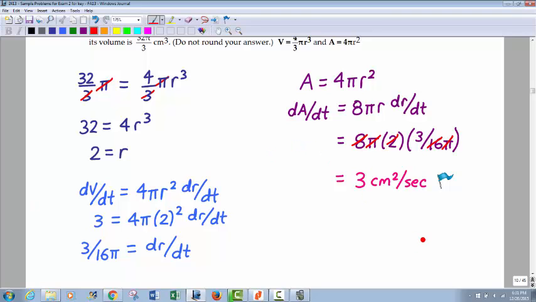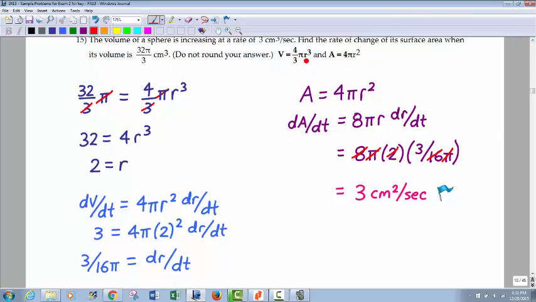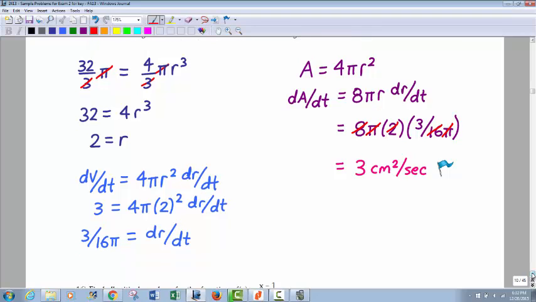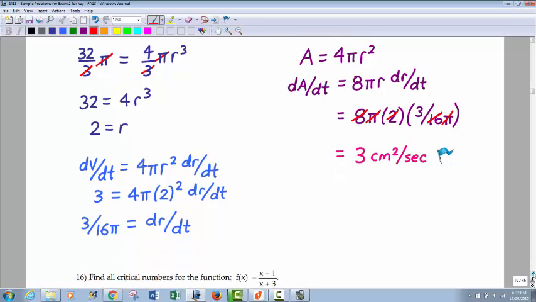So let's see. So there we go. So that was a little tricky. You had to work with both of these and get some information from the volume equation to plug it over into the area equation. A little bit of work, but it makes you think a little bit. That's always good.